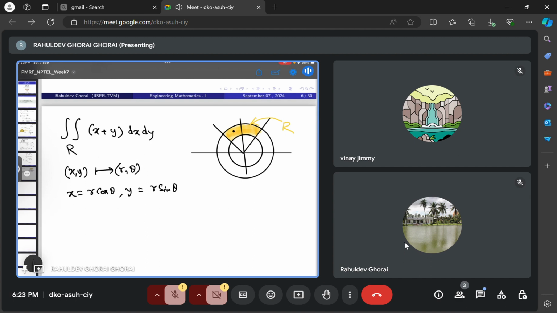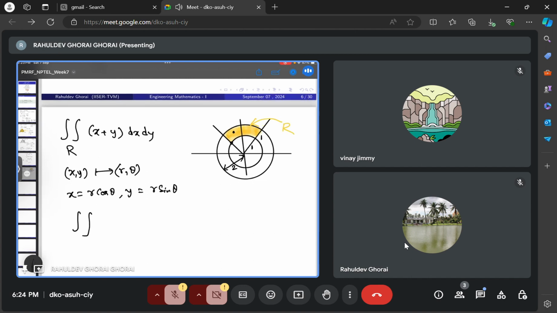But how do you write r in such a way that it covers the domain? Let's say this circle is of radius 1 and this circle is of another radius 1, so 1 plus 1 is 2. From here to here it will be 2, otherwise from here to here it will be 1.